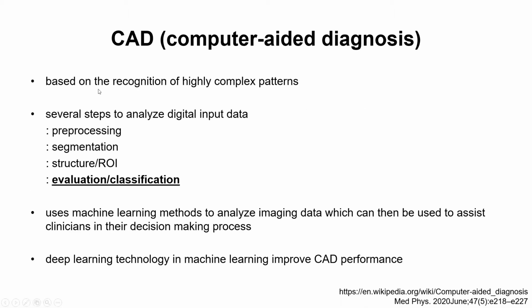CAD is based on the recognition of highly complex patterns. While CAD goes through several steps to analyze digital input data, most CAD for thyroid ultrasound imaging aims to classify nodules. Machine learning methods are used to analyze imaging data, which can then be used to assist the decision-making process. When deep learning technology is applied to machine learning, CAD performance further improves.